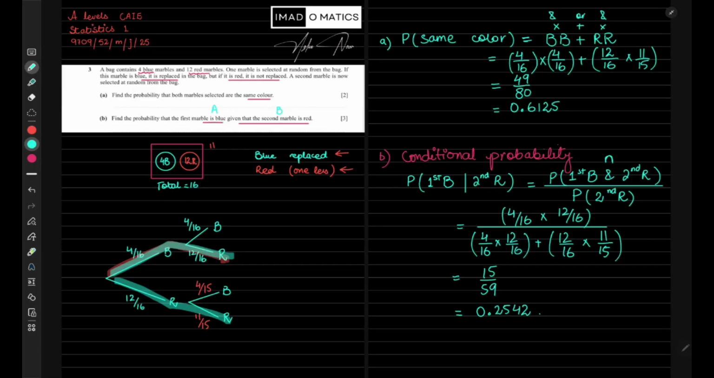We were supposed to find the probability of the same color given that one was replaced and one was not replaced, and we needed to find the conditional probability for the given condition. So I hope you understand this question.